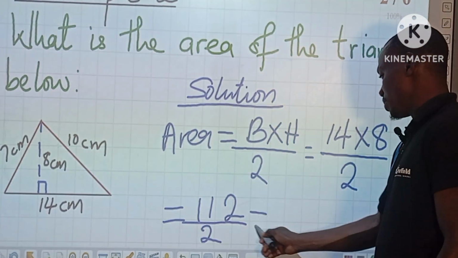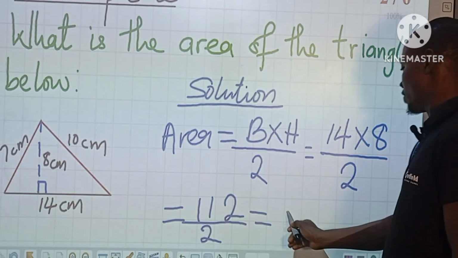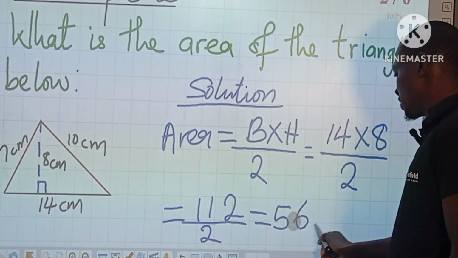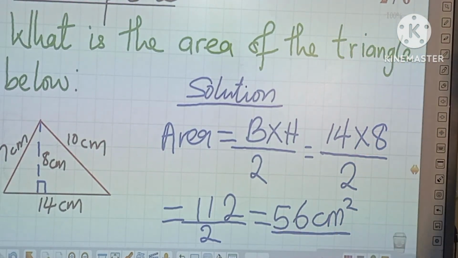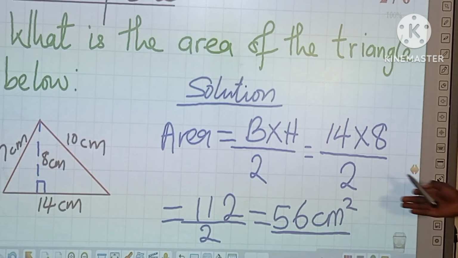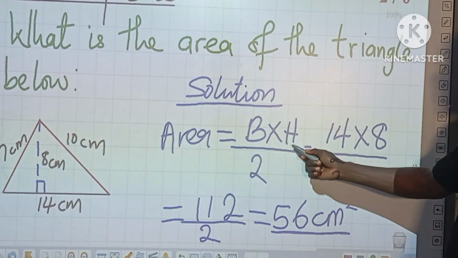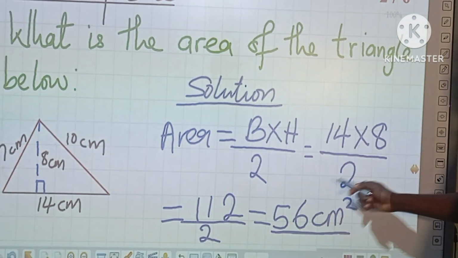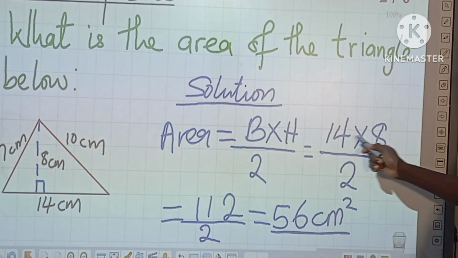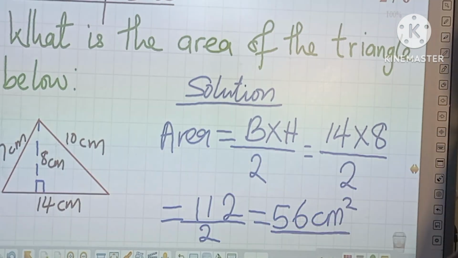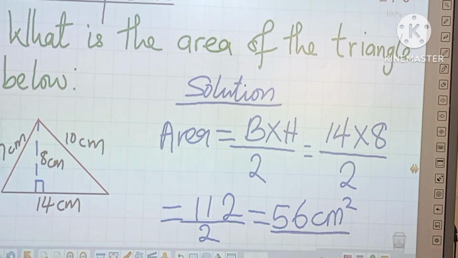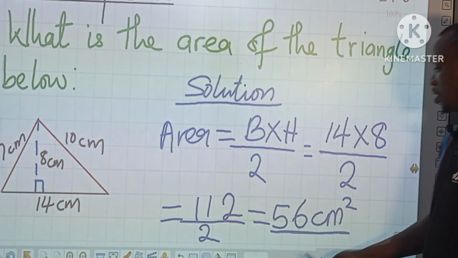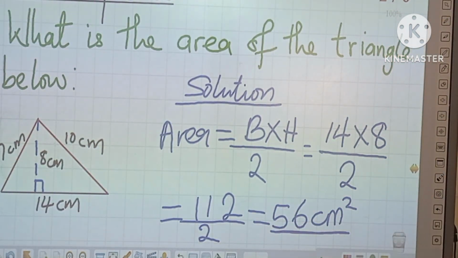And our answer will simply be 2 into 11 gives us 5, and 2 into 12 gives 6. That is 56 centimeters squared. That is the area of this shape. So the formula states base times height all over 2, which is 14 times 8. 8 times 4 is 32, carry 3. 8 times 1 is 8 plus 3 is 11, which gives us 112 centimeters. Dividing it by 2, our final answer becomes 56 centimeters squared.